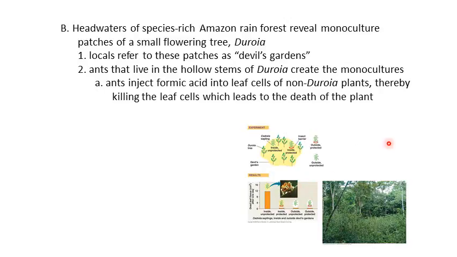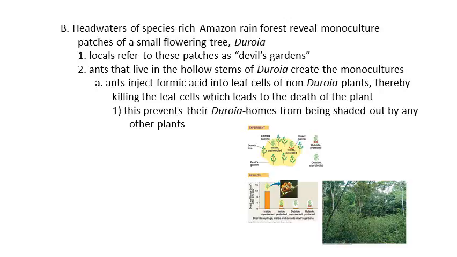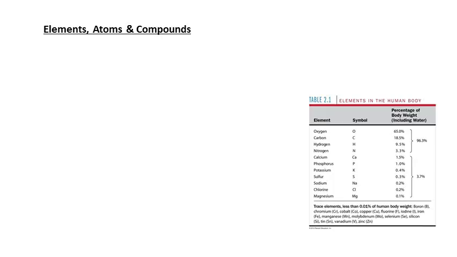What he does when he stings a leaf is he injects formic acid. And that formic acid changes the pH of the leaf cell that he's stinging and causes that leaf cell to die. They just keep stinging leaf cells until they kill the leaf, and they keep stinging leaves until they kill the plant. That prevents the Duroia homes from being shaded out by any other plants. So once again, the ants are making use of just basic chemistry. Once again, living organisms are bags of chemical reactions.